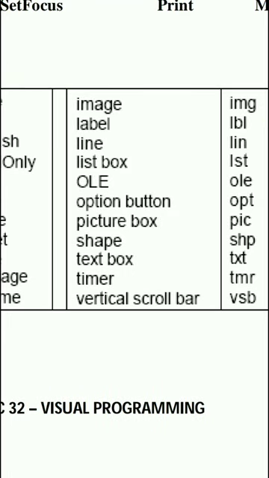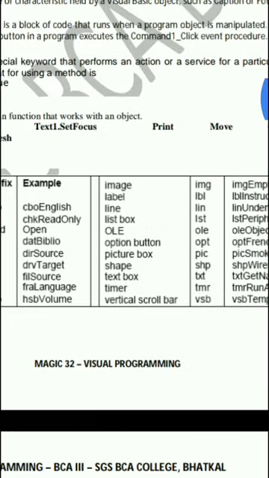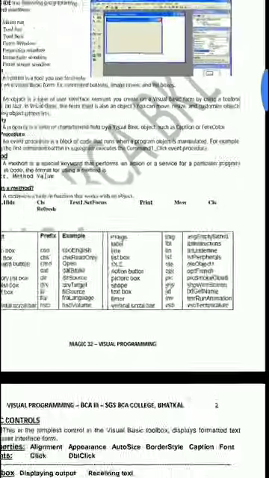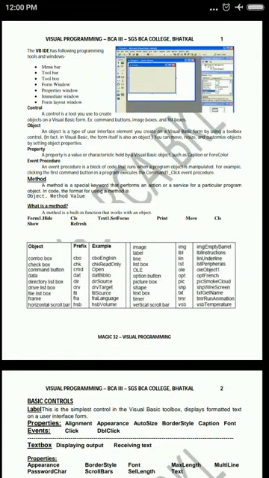Along with these components, we have a few more such as the line control, the shape control, OLE, images, the picture box, text box, timer, option button, etc. These are the components which can be used to develop VB applications very easily.